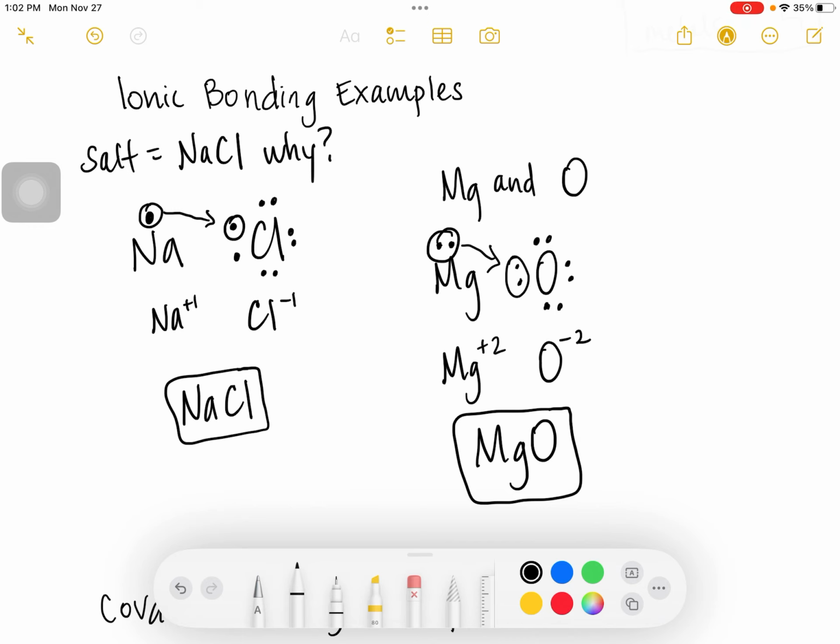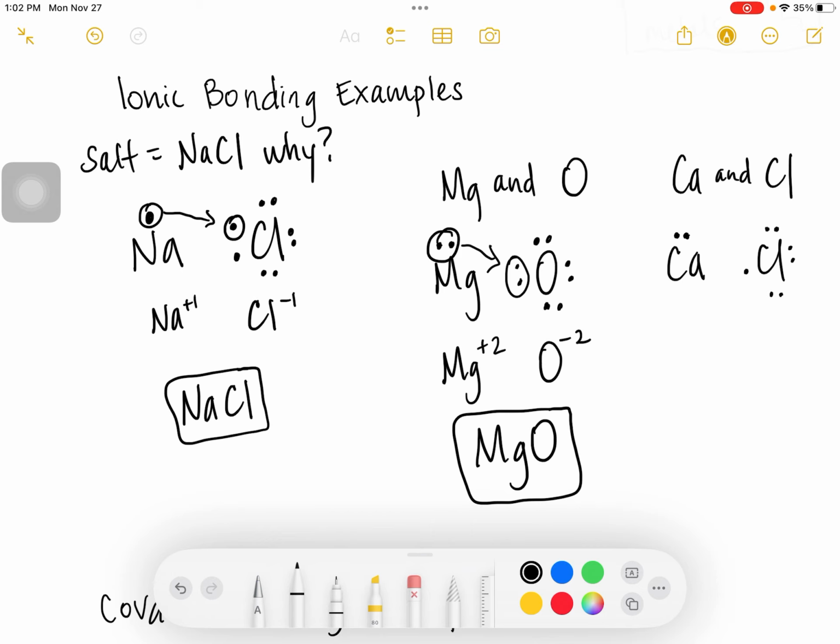Now, can this occur in a ratio that's not 1-to-1? And the answer is yes. So let's say we were looking at the bonding between calcium and chlorine. Calcium is a metal and has 2 valence electrons that it would like to give away. Chlorine, of course, is the nonmetal and has 7 valence electrons and would like to gain 1.